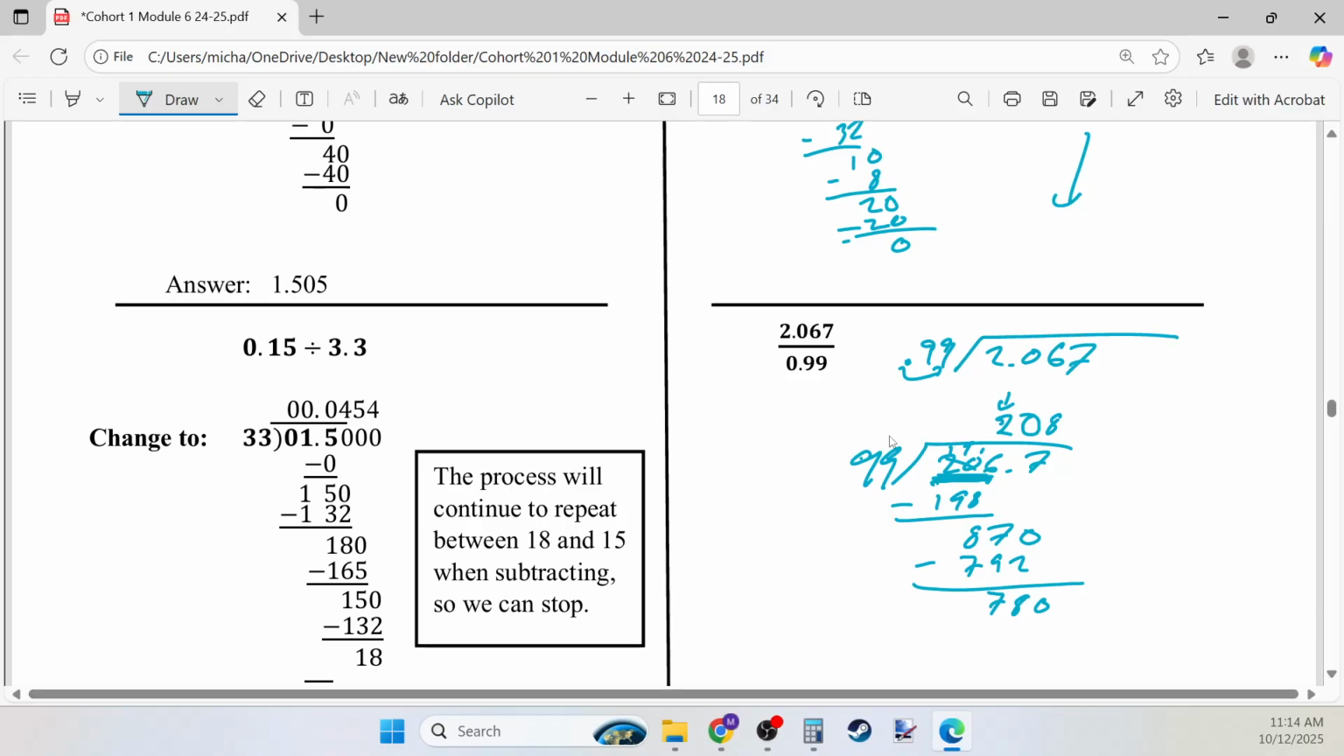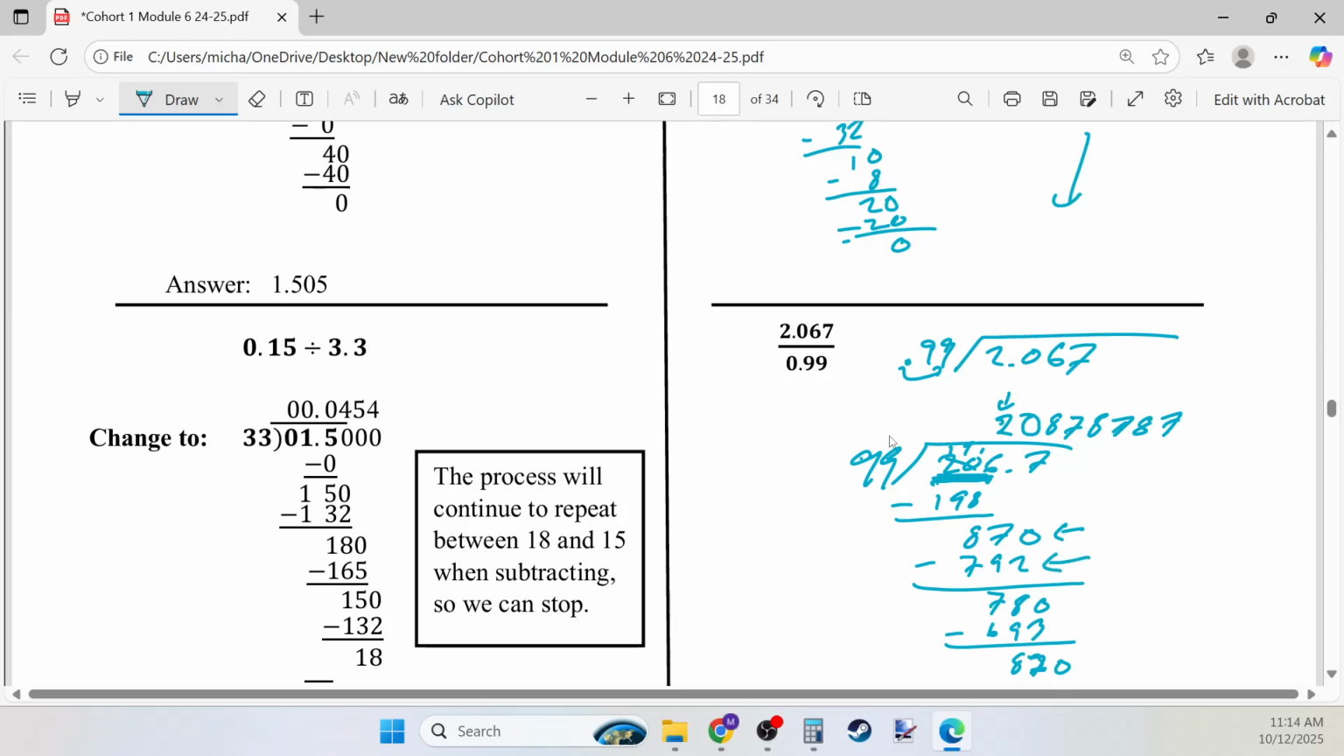And I can keep going. 99 goes into 780 7 times. It goes in 693 times. And I get 87 as my answer. Bring down a 0. This goes in 8 times, and I'm getting into this repeating pattern. 8, 7, 8, 7, 8, 7. If I keep going, it'll keep giving me 87.